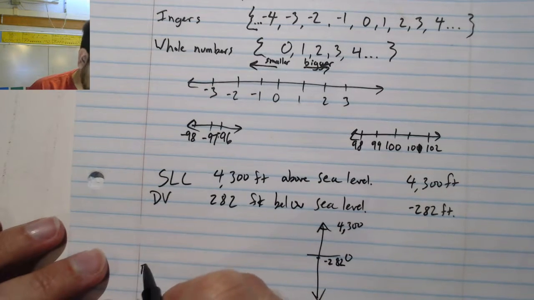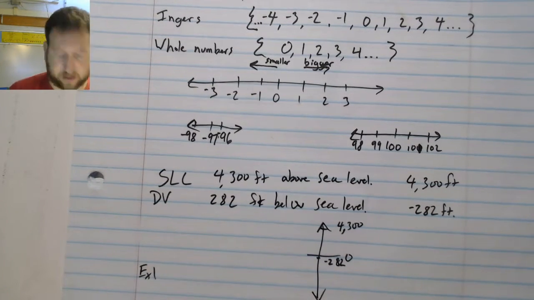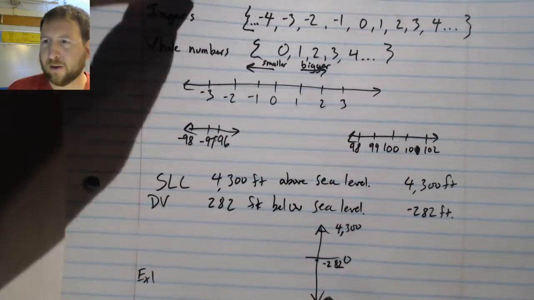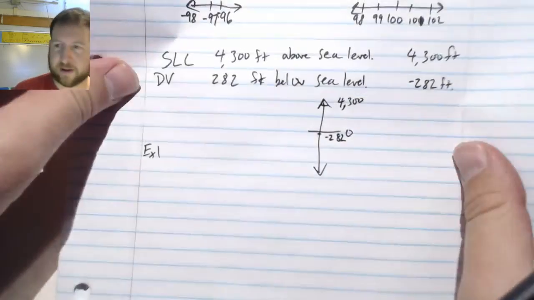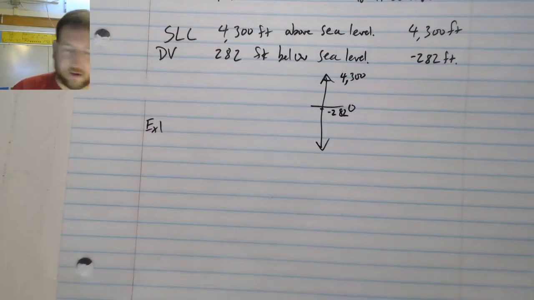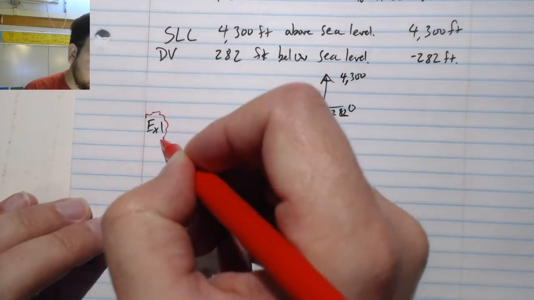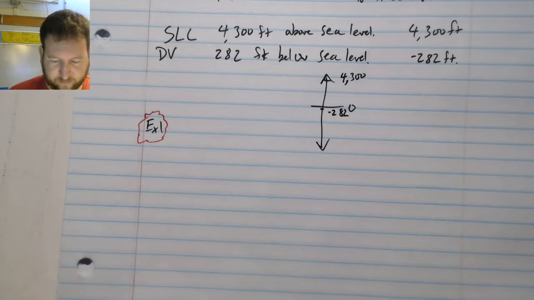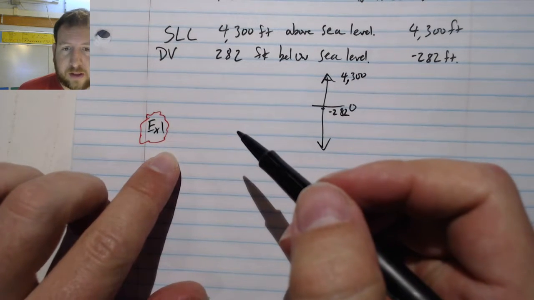So, example 1. Oh, I forgot to change colors. I'm trying to work on that. It's my goal for myself. I'll just make a little, now it looks like it's on fire. Hey, that works.